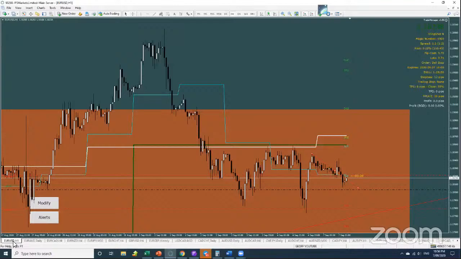I mean, also the longer term view of the CAD is quite tricky as well, isn't it? On the CAD, and we've got news, yes. Coming up as well. So that's all going to play a part.